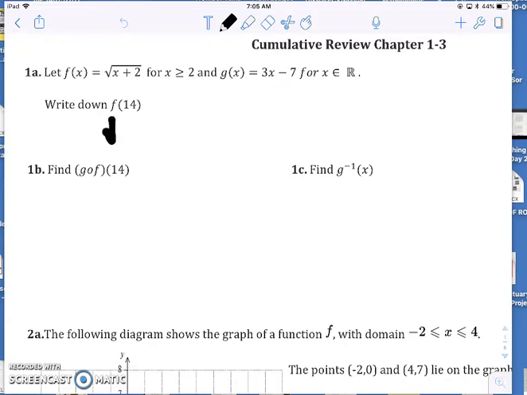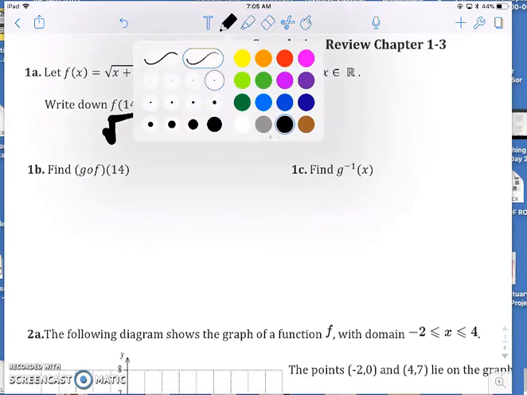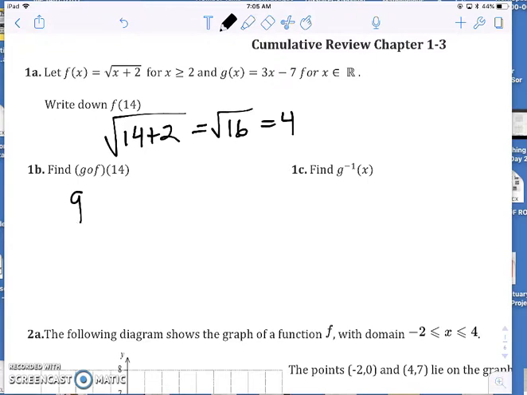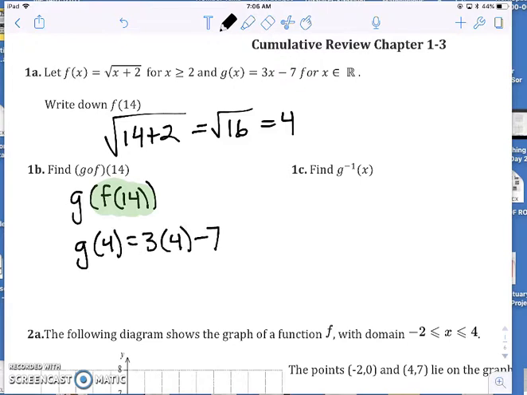Okay, so that would be the square root of 14 plus 2, the square root of 16, which is 4. g of f of 14. Well, we found f of 14, so this is really g of f of 14. We already calculated that inside part. We said that's 4, so this is really g of 4, which would be 3 times 4 minus 7. So 12 minus 7 is 5.